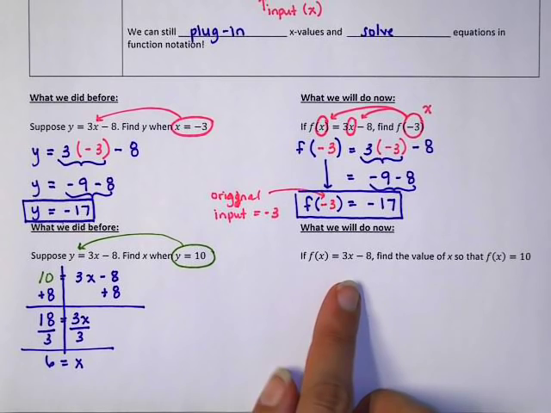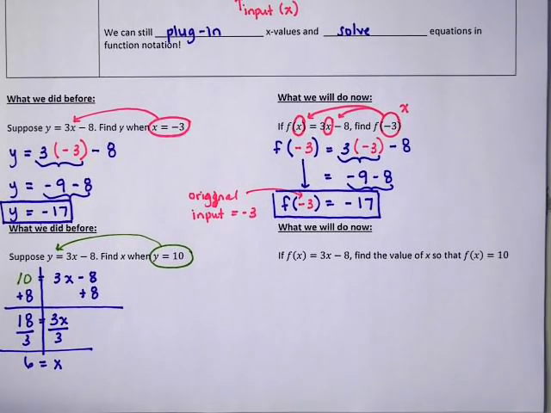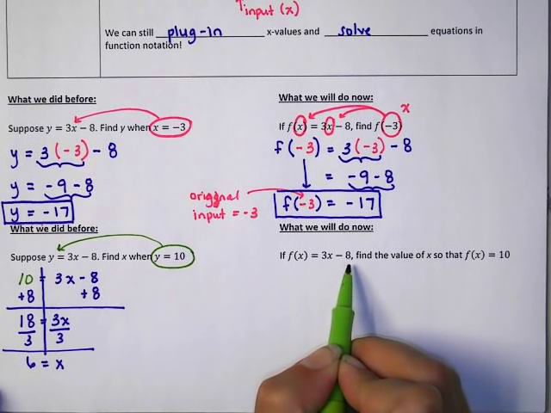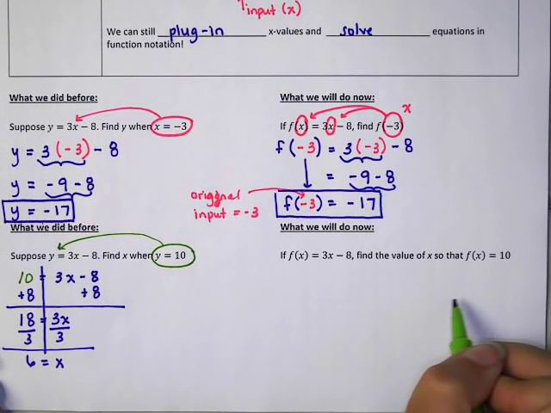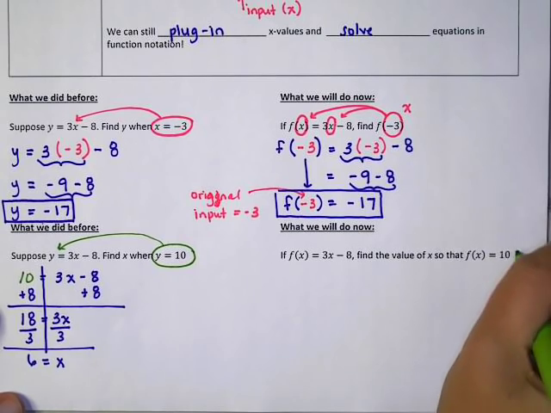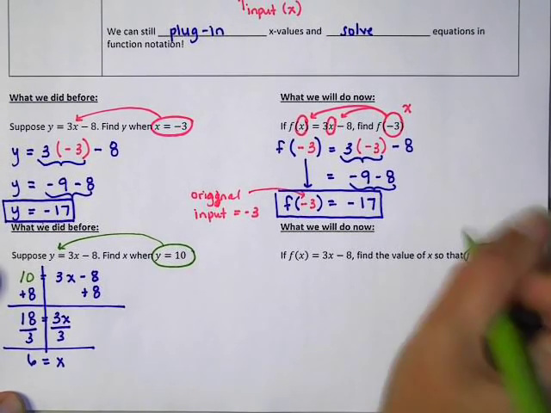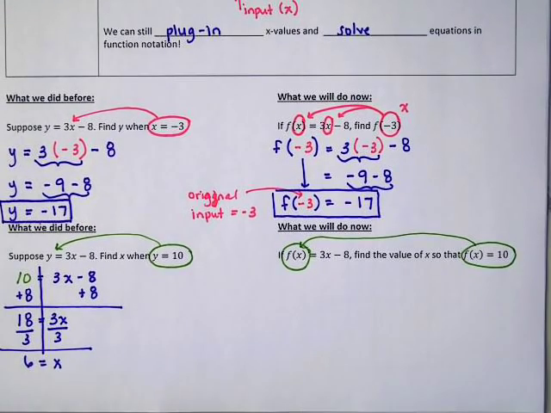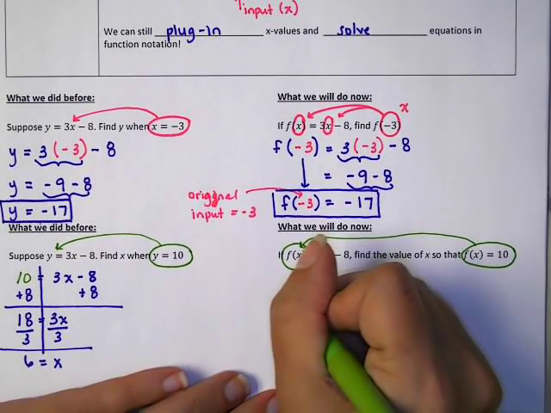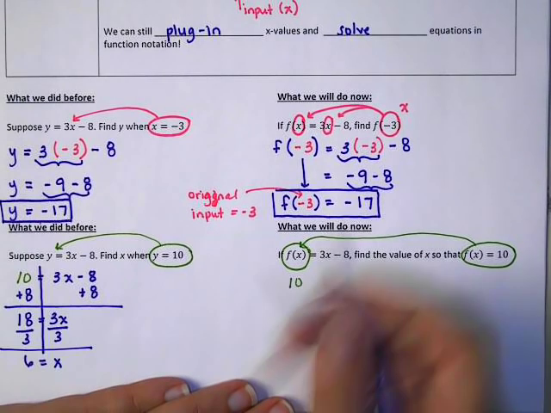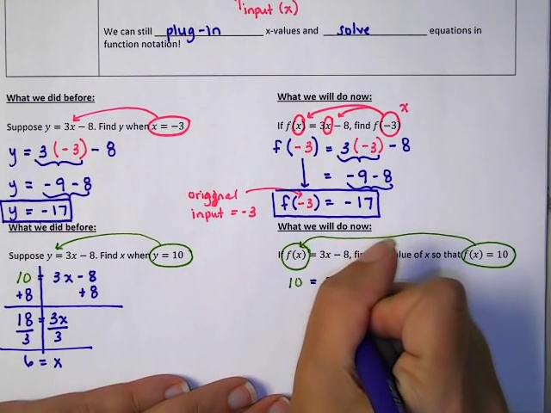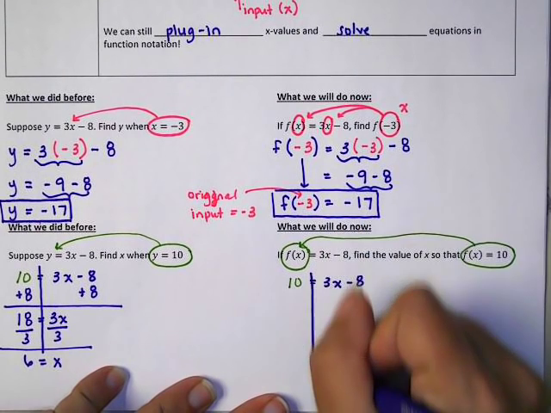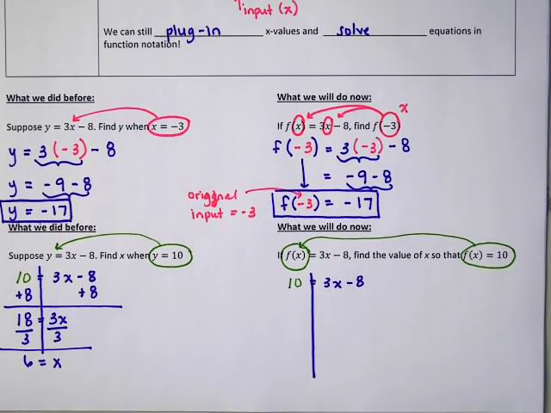Now, if we look at what we're going to do now, it's very similar. Instead of y, we have f of x equals 3x minus 8. It still says find the value of x so that f of x equals 10. If f of x equals 10, then we're going to replace the entire f of x with a 10. So we would have 10 equals 3x minus 8.